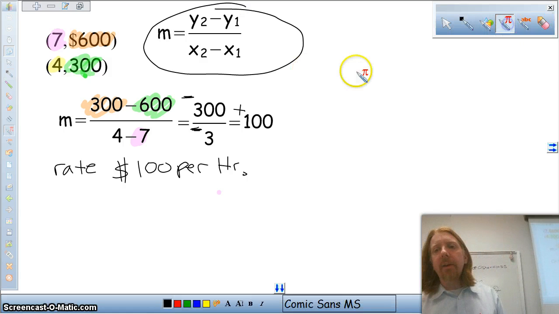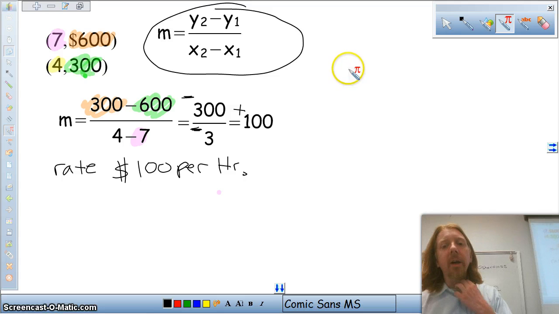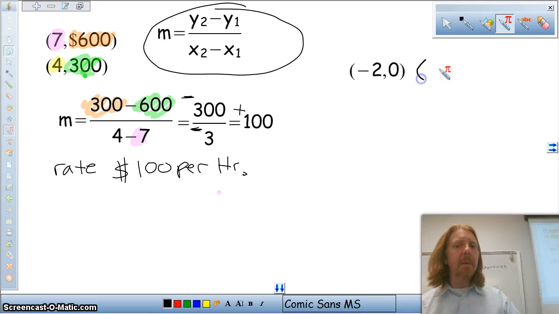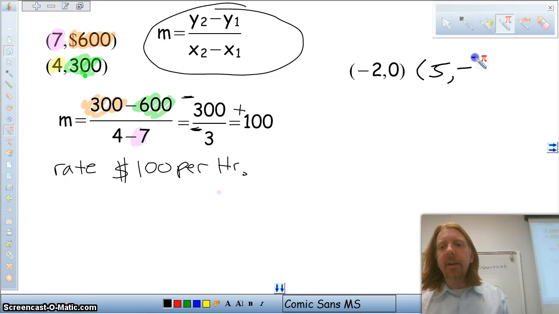Let's knock out one more quick example with some smaller numbers, and then we're going to call it. Let's say I'm working with (-2, 0), and I don't know, how about (5, -3)?